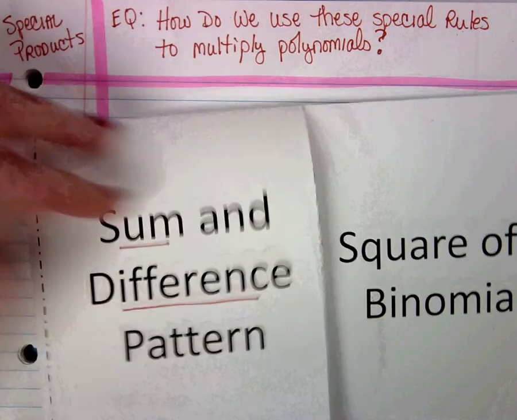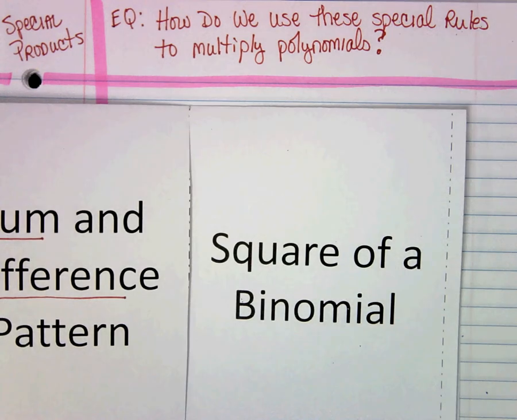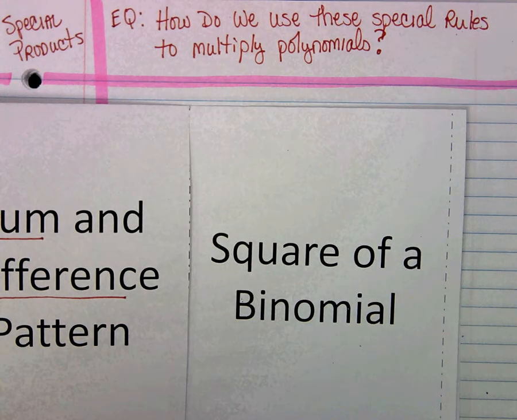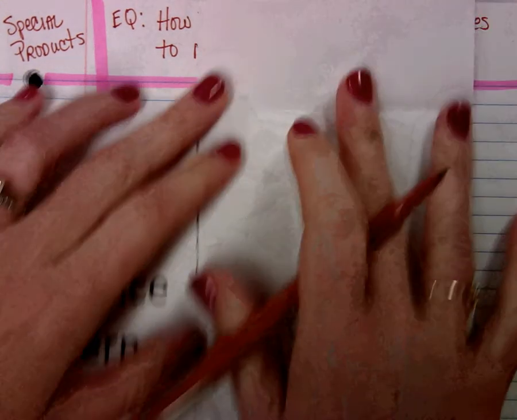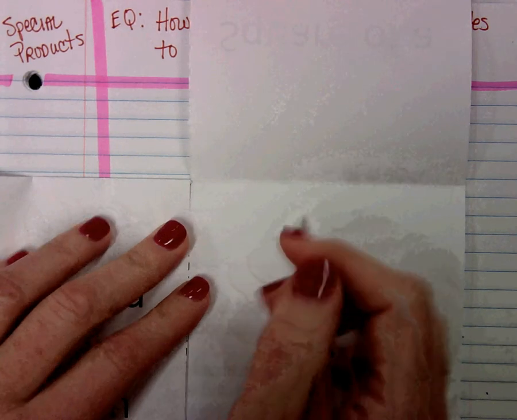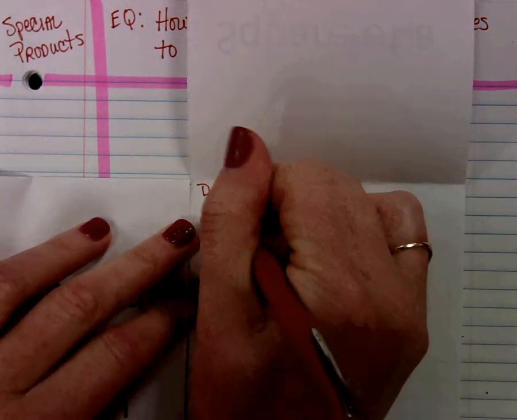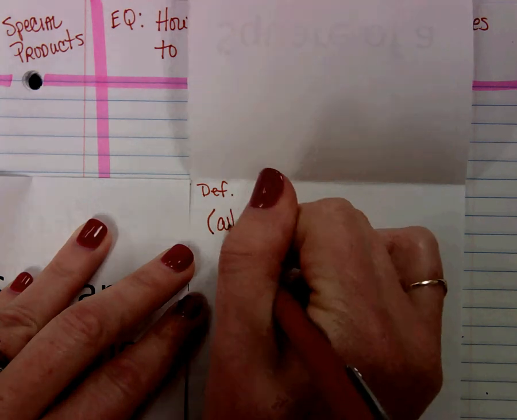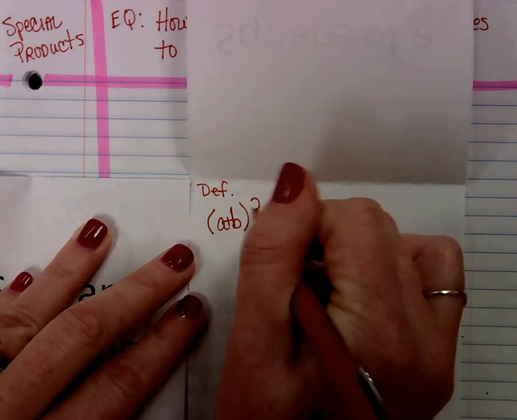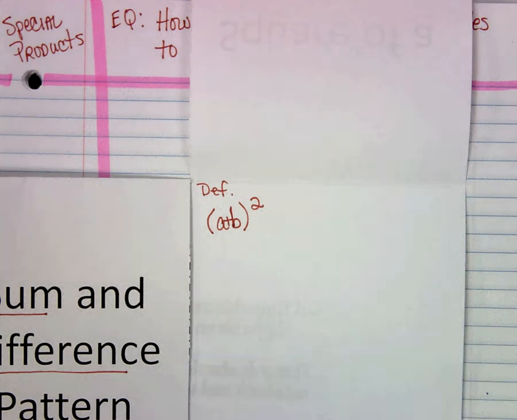Okay, the second rule is called square of a binomial. And it means just that. We're squaring a binomial. Okay? So this is our definition. If I have A plus B squared, it's a binomial squared.